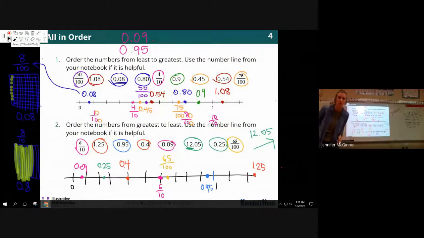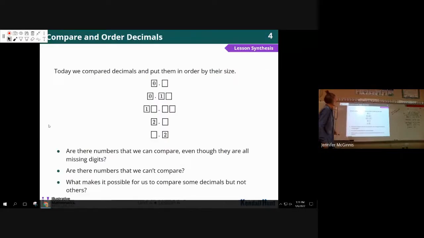Those of you watching online, you might want to take a screenshot so that you can put it on your paper. I didn't know what the last number was.